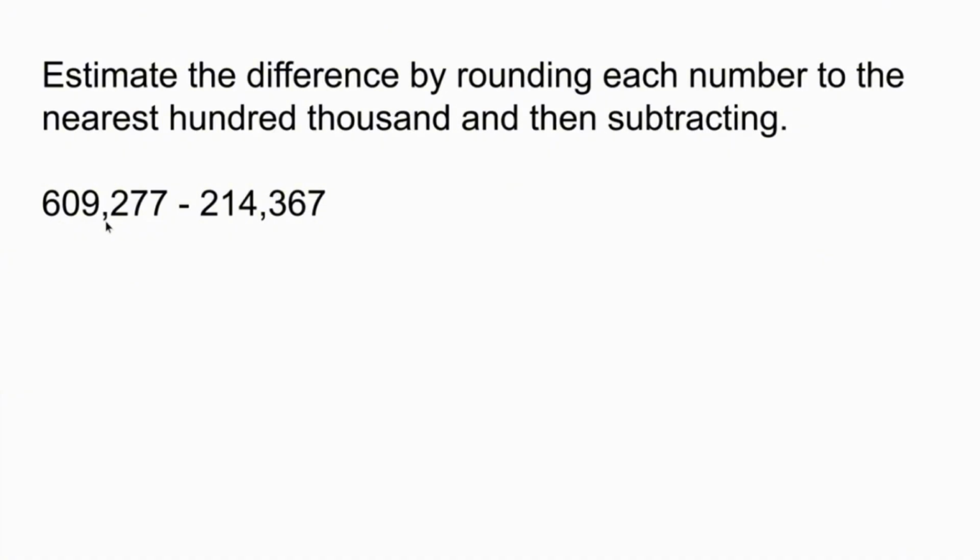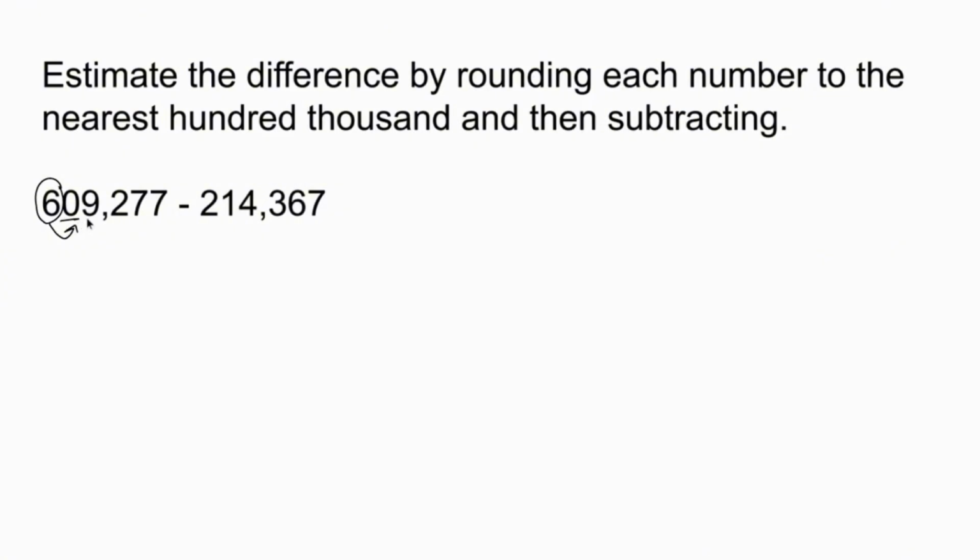That's 609,277. Let's start from the right with our place values. This is the ones place value, tens, hundreds, thousands, 10,000s, 100,000. So let's circle that number right there and look to the right of it.